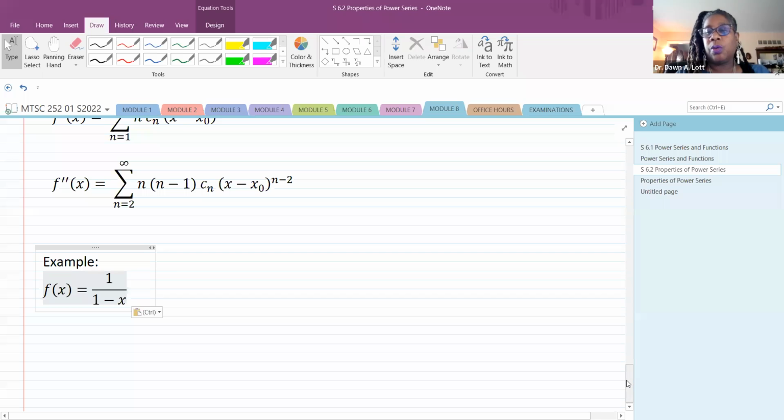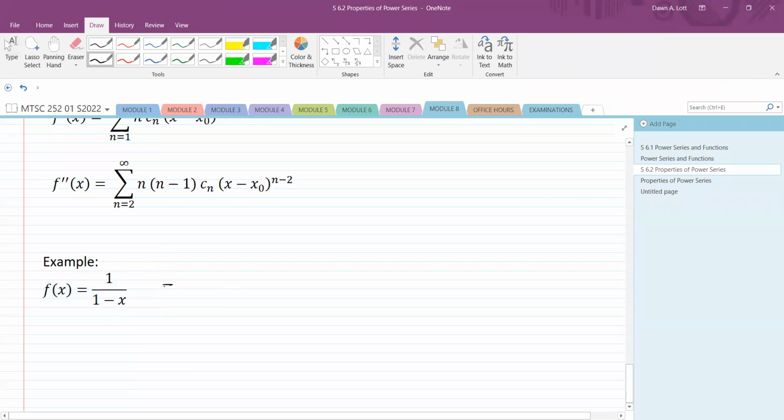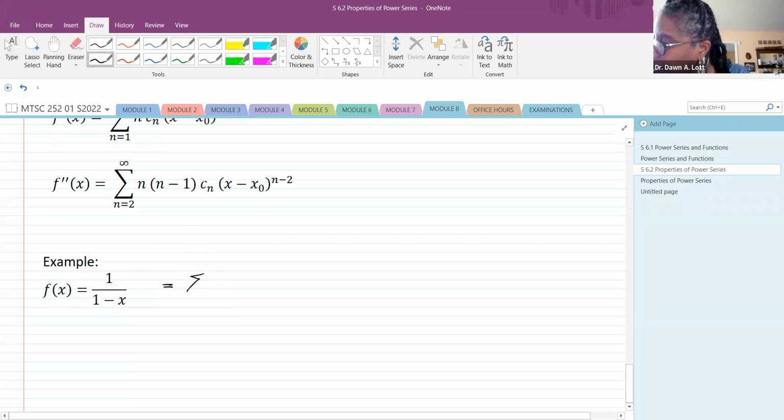Okay, so we already know that we can find the power series for this. All right, so this we already know, 1 over 1 minus x, is equal to the sum n equals 0 to infinity of x to the n. Now we've shown that. And this converges on the interval, it is equal to that series if the absolute value of x is less than 1.